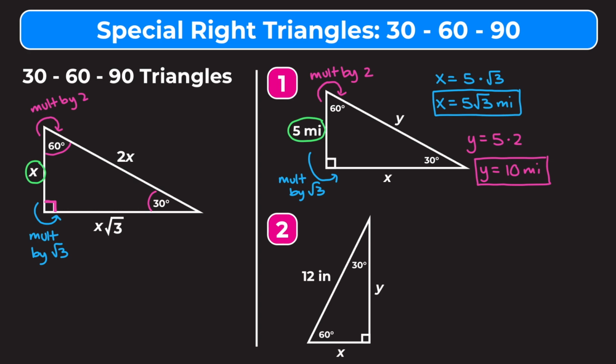Let's take a look at example 2. This time we are given the hypotenuse. So if you are not given the short side, if you're given the hypotenuse or the long side, you always need to find the short side first.